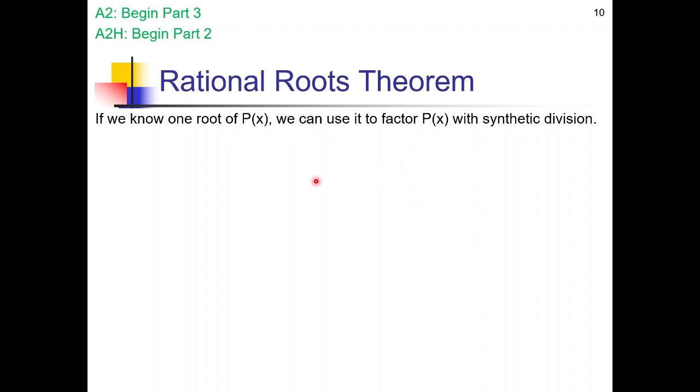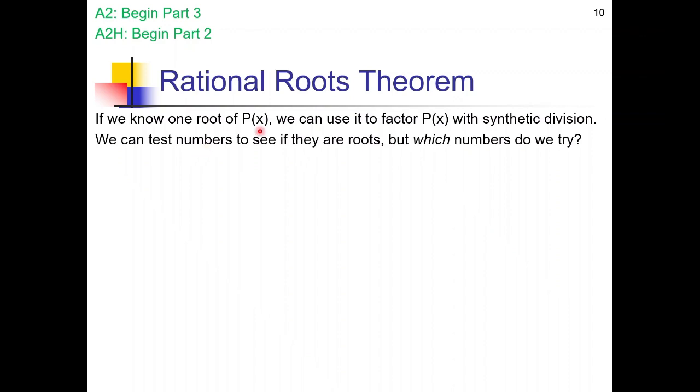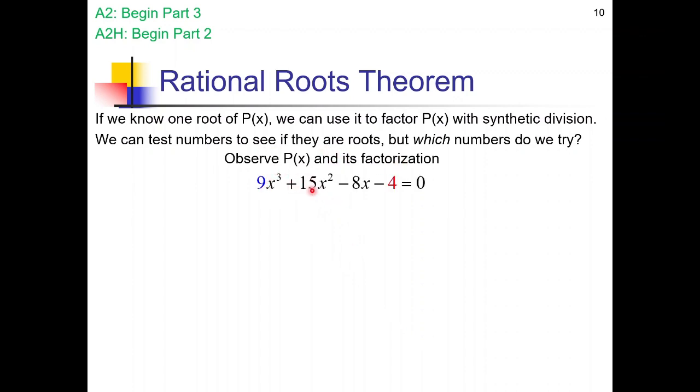But what if they don't give us one of the roots or one of the factors? Then it's not very helpful. Now we could, if we wanted to, test numbers to see if they are roots, but which numbers are we to try? There's a whole lot of numbers out there, like an infinite number of them. So do we just randomly test numbers and hope something works? Well, it turns out there's a more systematic way to do this. To see where this way is coming from, observe the polynomial p of x and its factorization down below. So we've got 9x cubed plus 15x squared minus 8x minus 4 equals 0.